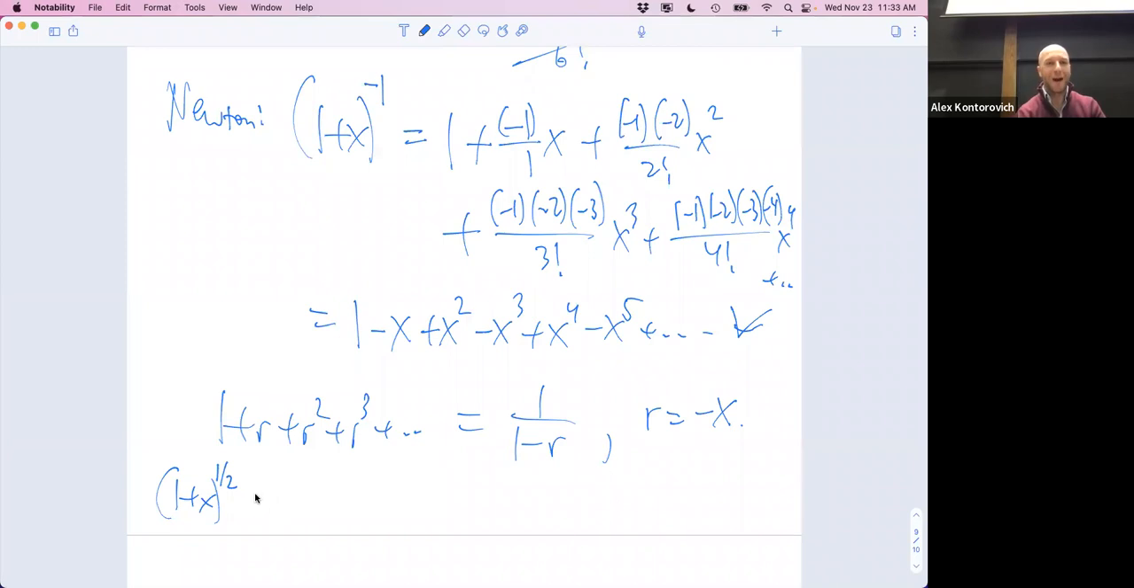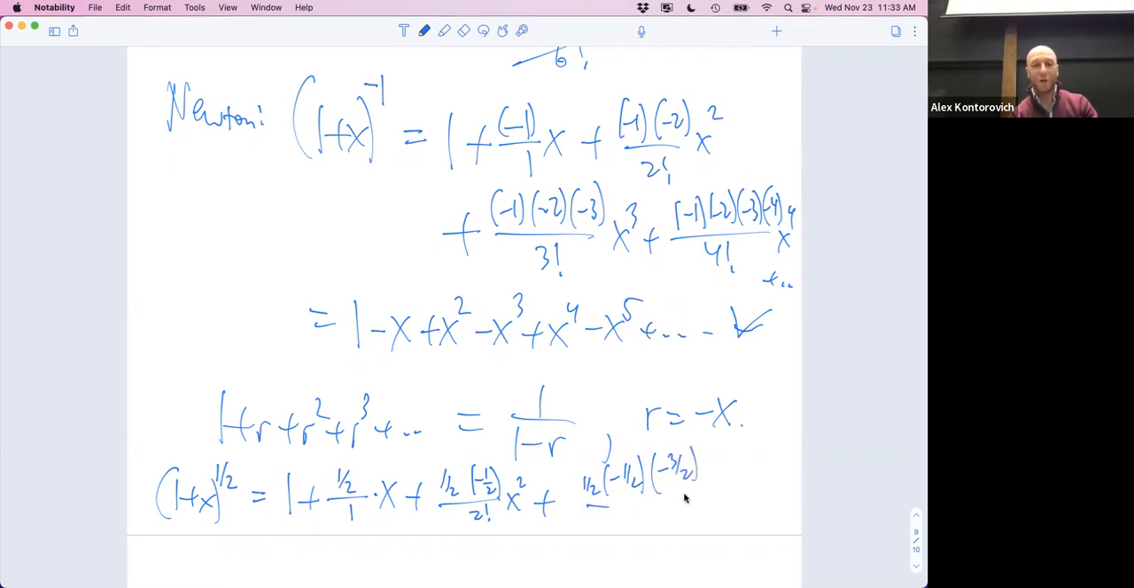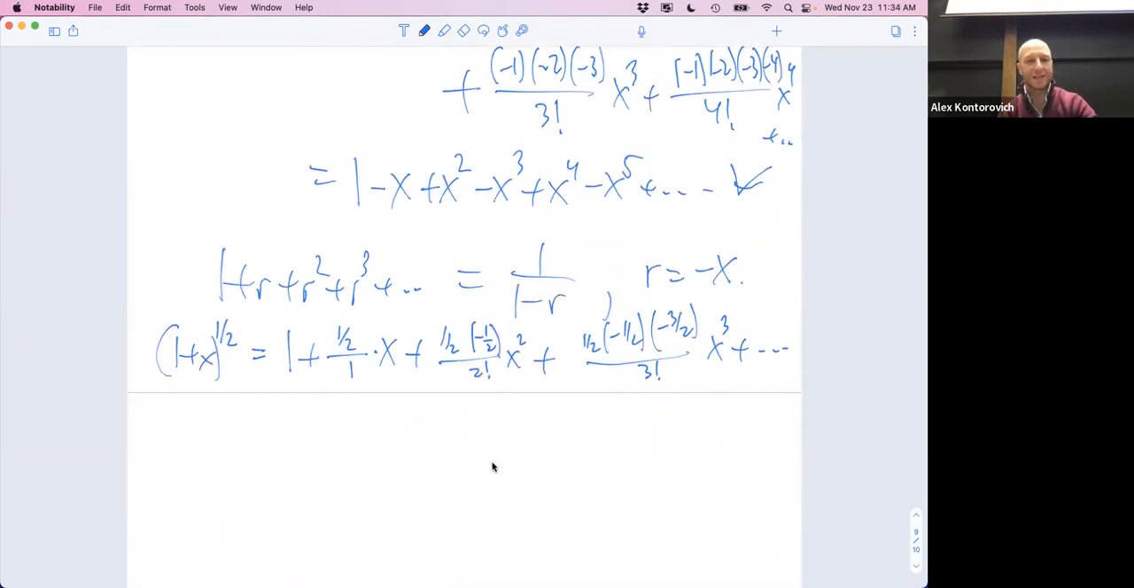Okay, let's try to follow the pattern. 1 plus 1/2 over 1 times x, that's the first term, plus 1/2 times 1 less than that. 1 less than that is negative 1/2 over 2 factorial x squared, plus 1/2 times negative 1/2 times negative 3/2 over 3 factorial x cubed, and so on. Does that make any sense?